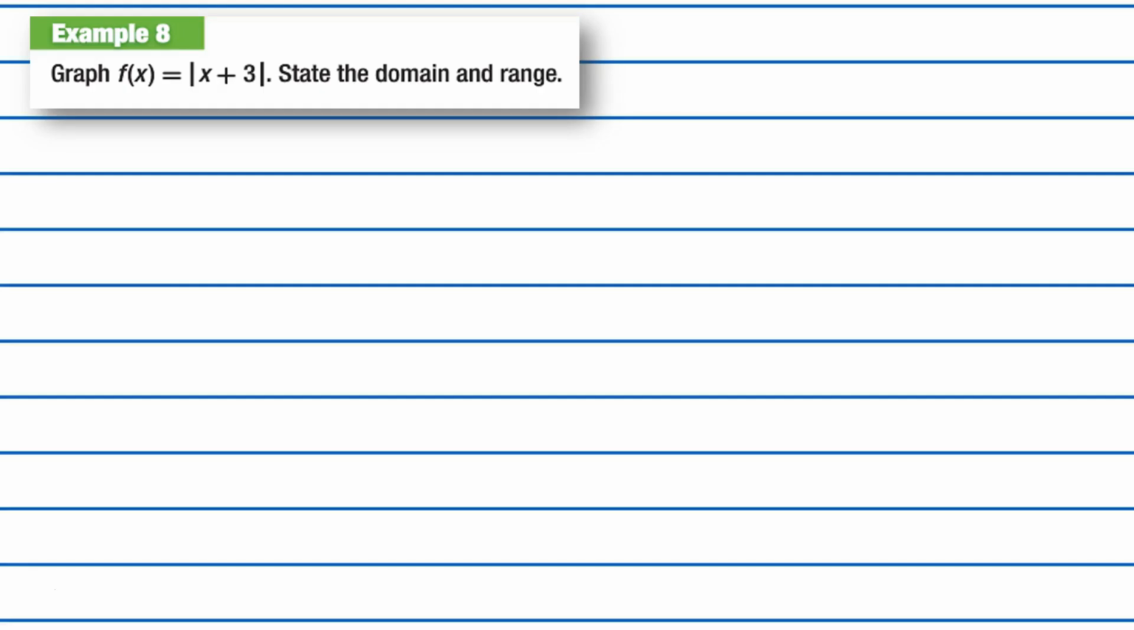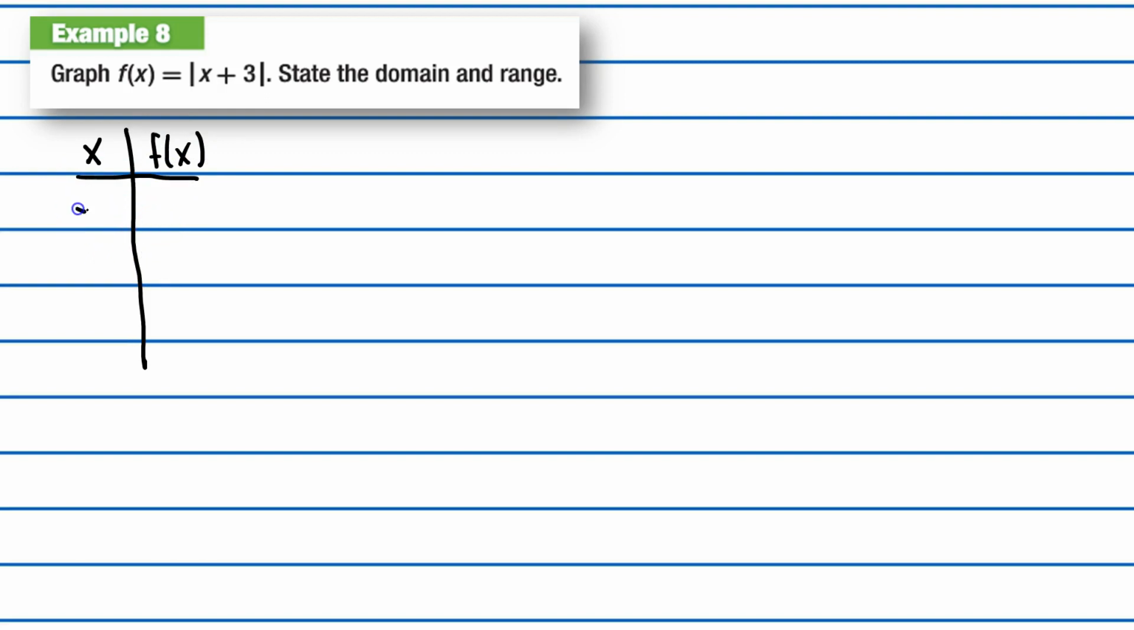So example 8, we want to graph f of x, which is equal to the absolute value of x plus 3, and state the domain and range. In order to do this, the best way, if we don't know what the graph is going to look like, is to make a t-chart. So x and f of x, we're going to have y, but let's have f of x for now.